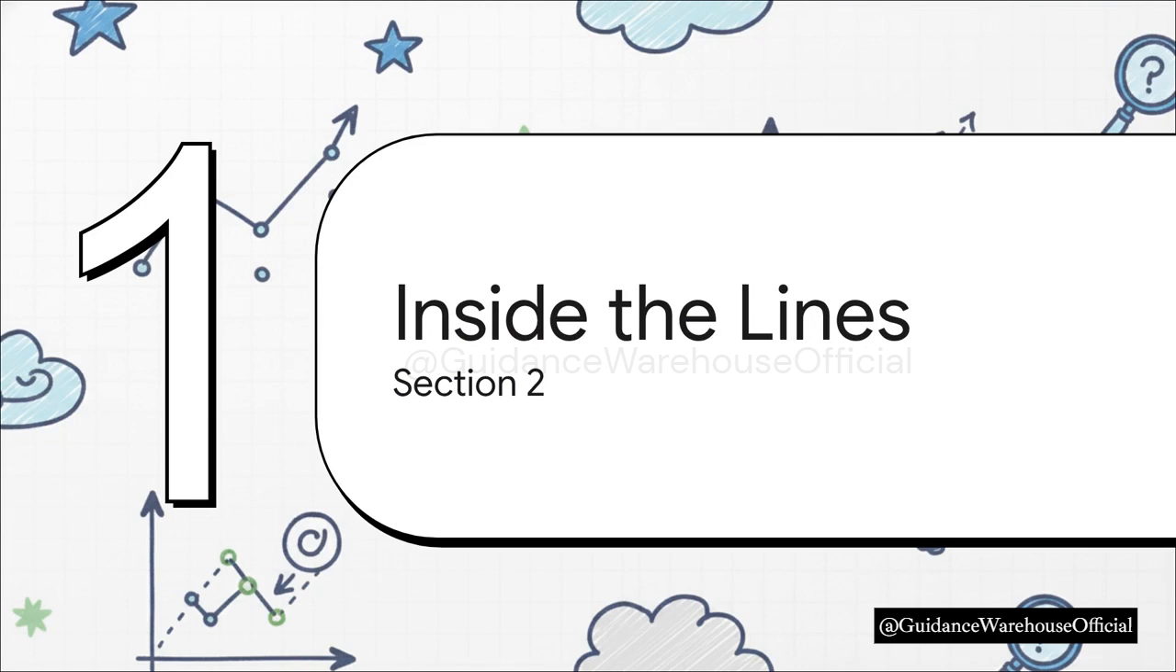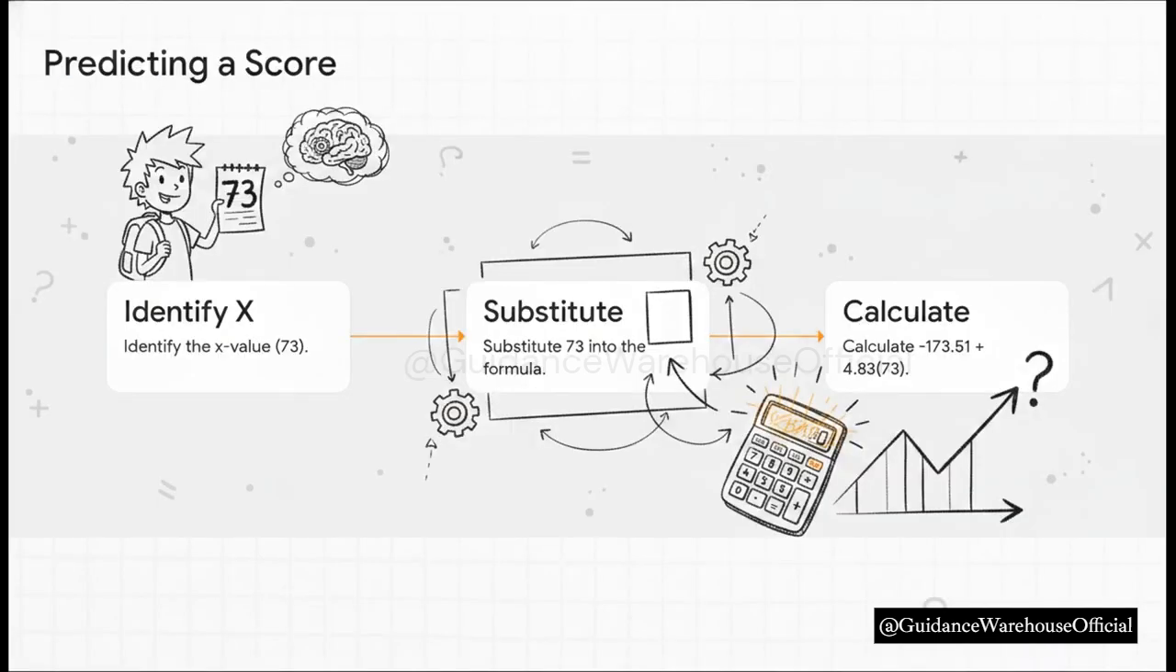Section 2. Predicting inside the lines. So now that we've got our formula, let's see how it behaves when we use it normally to predict a score that sits right within our data boundaries. Let's say we have a student who scored a 73 on their third exam, and we want to predict their final score. Step 1, we identify our x value. That's 73. Step 2, we simply substitute that 73 right into our equation where the x usually sits. And step 3, we do the math.